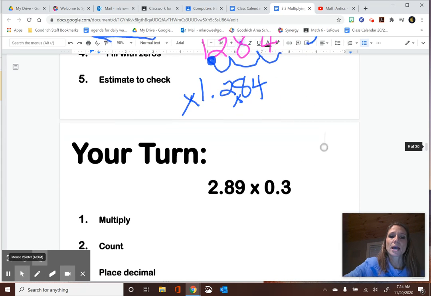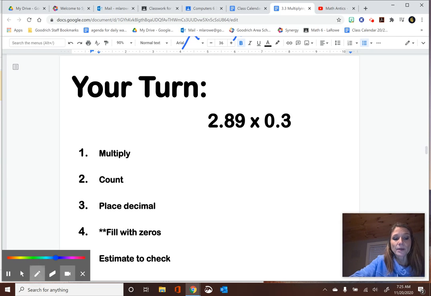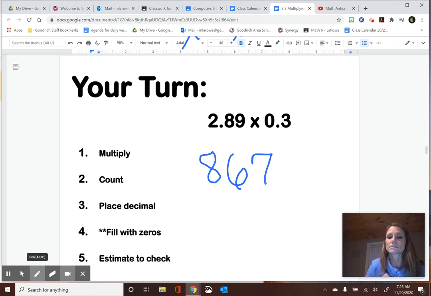Give you one to try here. We'll pause the video while you work. So when you multiply 289 times 3, the digits that you come up with would have been 8, 6, 7. But there's no way that $2.89 multiplied by 3 tenths is 867.